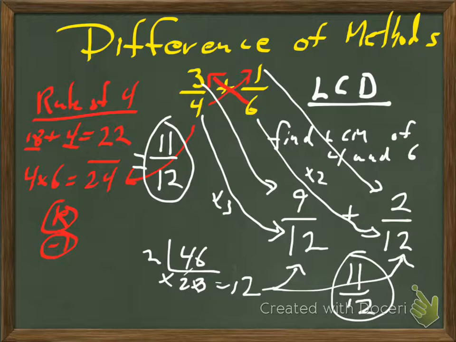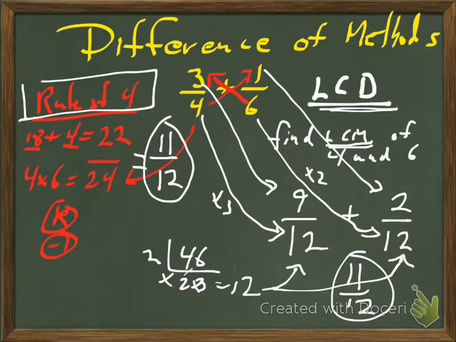Okay, both of these methods work. Up until this year, I've always taught exclusively the lowest common denominator or least common multiple method. But I do think that the rule of 4 has value. What I would strongly recommend is that you pick one of these methods and that you really, really understand what you're doing. Either method that you use, you really have to show your work.